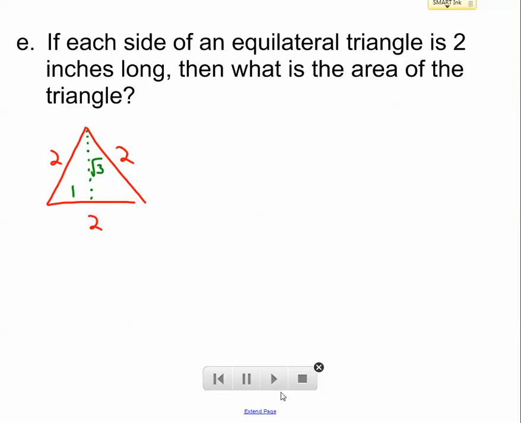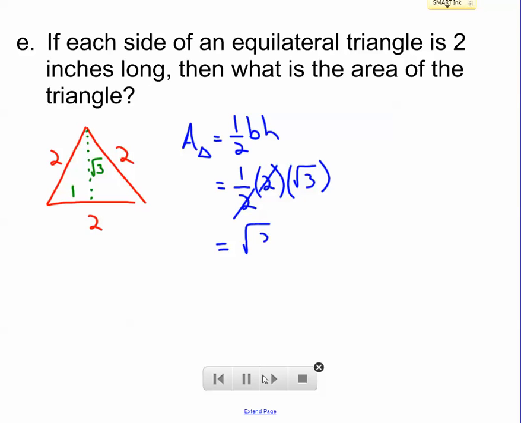So if we're going to figure out the area of this triangle, we need to do 1/2 base times height. So we're going to do 1/2 of 2 for the base, and the height is the square root of 3. So it would be the square root of 3 inches squared. Remember, off the previous page, we said the square root of 3 is 1.73, so it's about 1.73 square inches, just a little bit less than 2 square inches.